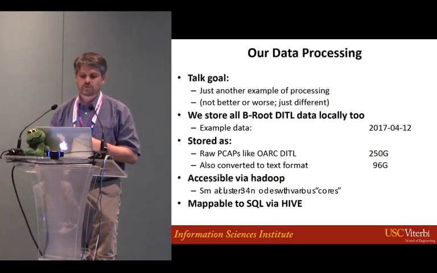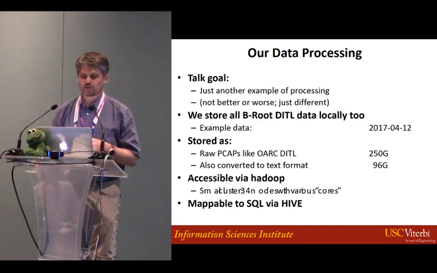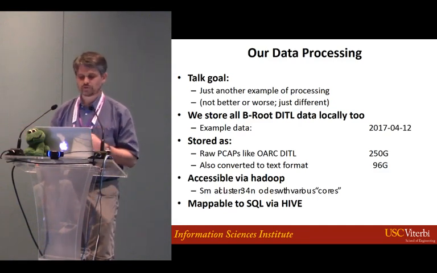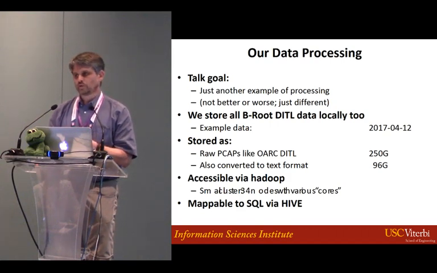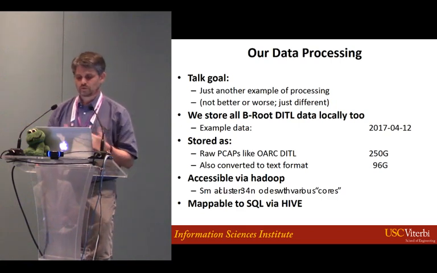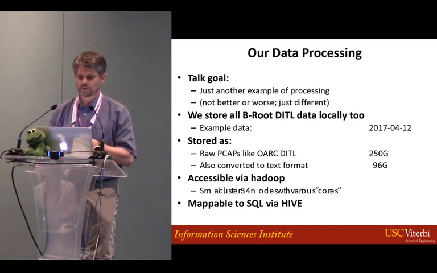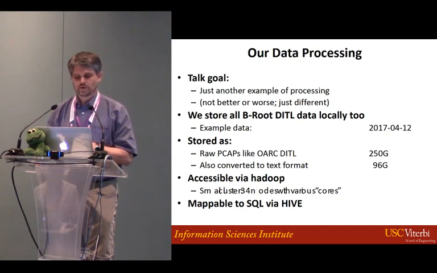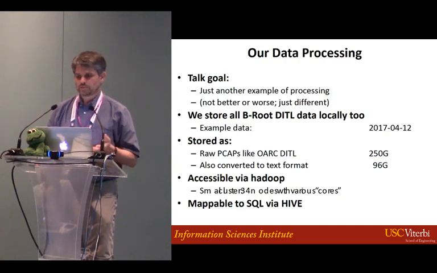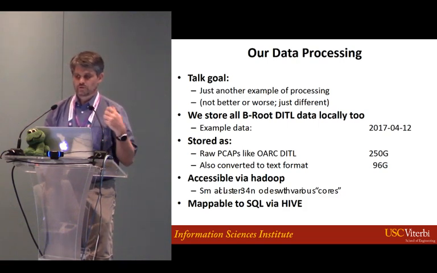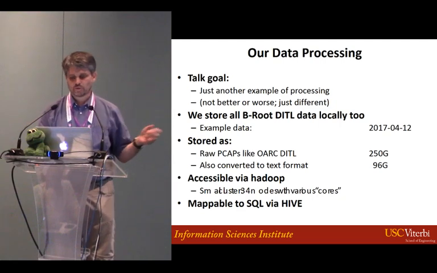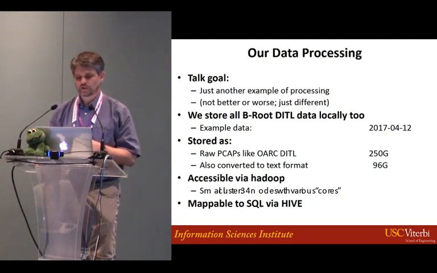The goal is just to show you another form of processing. It's not necessarily better or worse, it's just different. So the more examples you have to pick from, the better. We store all of B-Root's data locally too, besides giving it to OARC. The examples today are going to be 2017, April 12th. We store it both as PCAP data, 250 gigs worth of data, and then we also convert it to a text record format, which I'm going to talk more about, and it boils down to about 96 gigs.